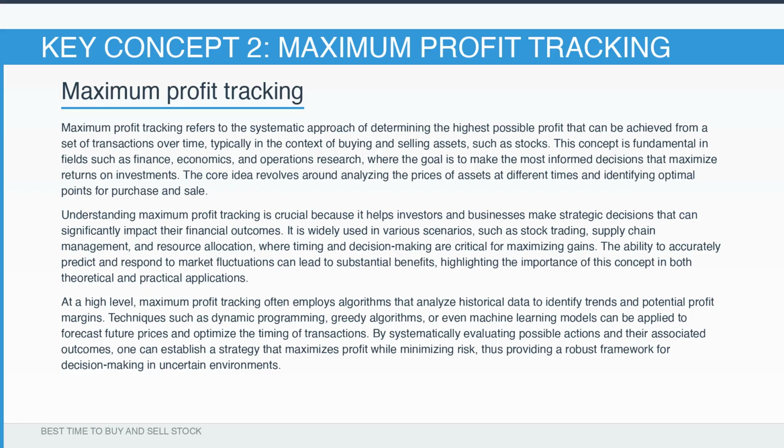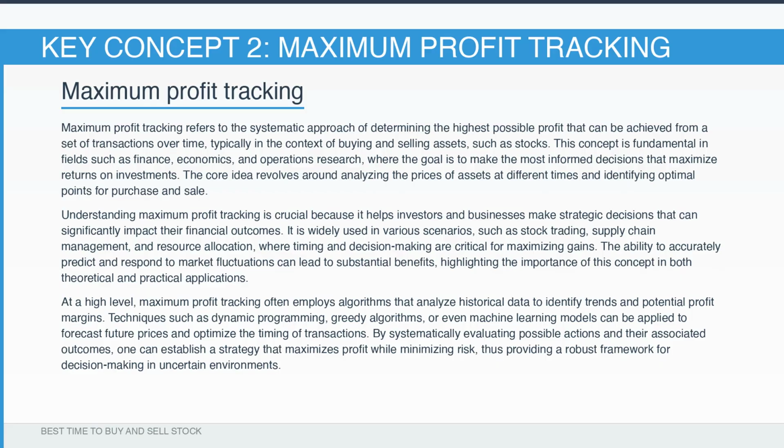For example, if you know a stock's price tends to rise after a certain event, you can plan your buy and sell strategy around that. To do this effectively, various algorithms are used. Techniques like dynamic programming and greedy algorithms analyze past data to spot trends and predict future prices. This helps in minimizing risk while maximizing profit. Understanding this concept equips you to make informed decisions, whether in trading or managing resources, ultimately leading to better outcomes in uncertain environments.